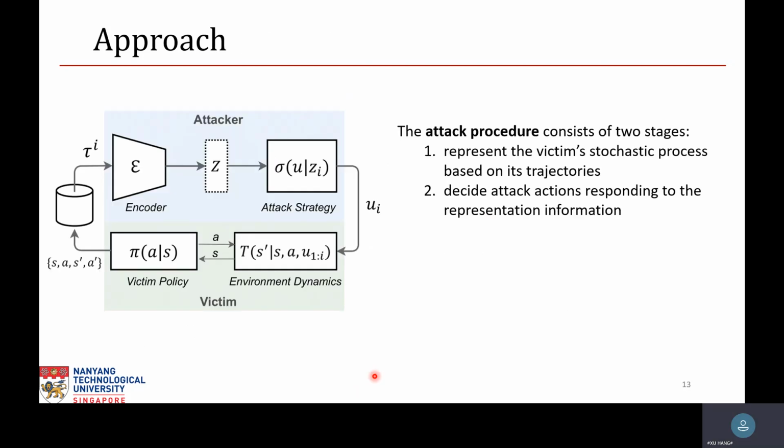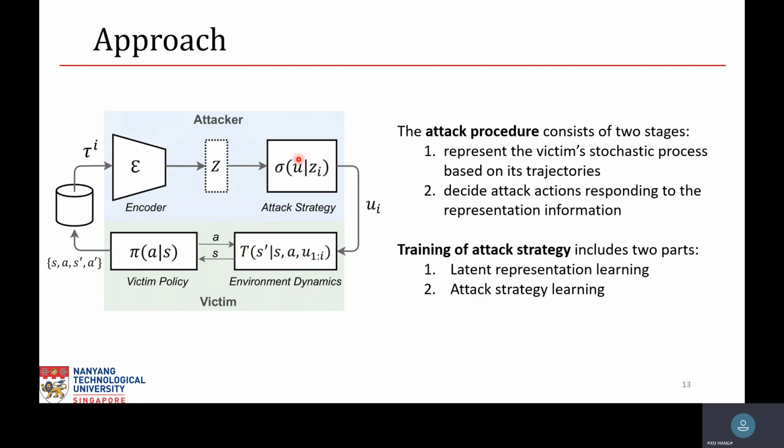So in this work, we propose the attack procedure in two stages. First, the attacker needs to capture the representation of the victim's stochastic process based on its trajectory samples. And here, the latent embedding can capture the features of the victim's policy as well as the environment dynamics. Based on this latent embedding, the attacker will choose a responsive attack action which can manipulate the environment dynamics.